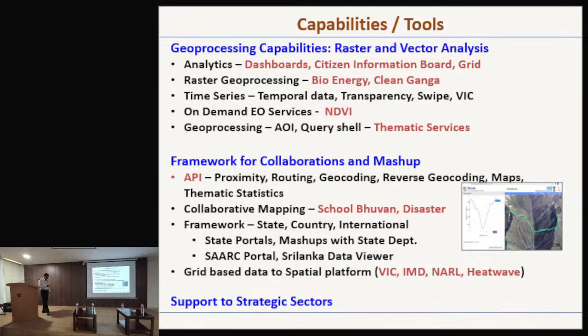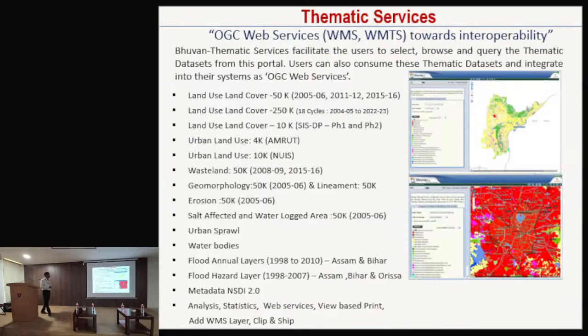And apart from that, many strategic applications are also using this platform for various decision making, and these are all the data sets which are available for download and access. It can be a land use map at 50K, or a 250,000 scale, or a 10,000 scale. So whatever the scale is, if you go to a larger scale like 4,000, you will be getting more and more detail. So in-depth information will be available. That is the meaning of this.